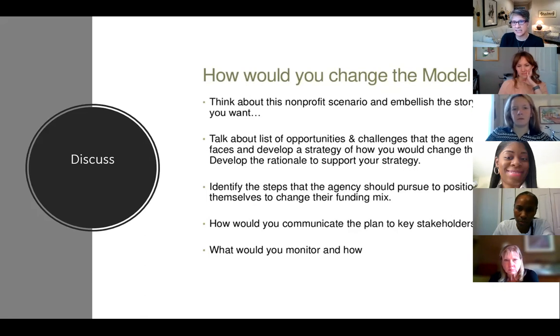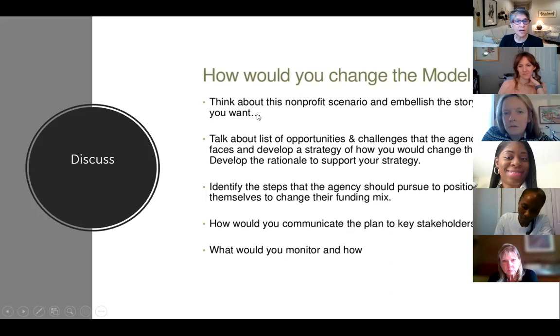We need to look at the steps that the agency should pursue to position themselves to change their funding mix. So what do they need to do if they were to increase certain areas and decrease certain areas? How would you communicate the plan to the key stakeholders? And what would you monitor and how?